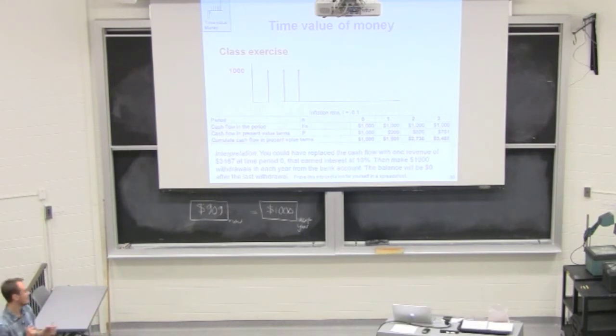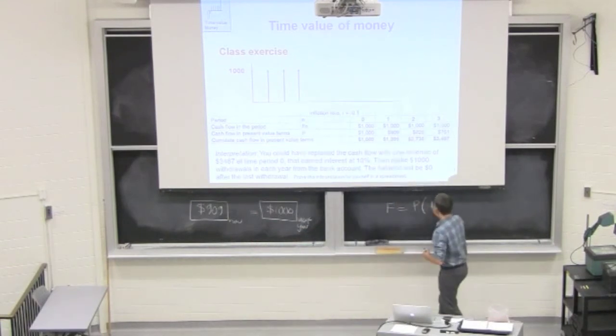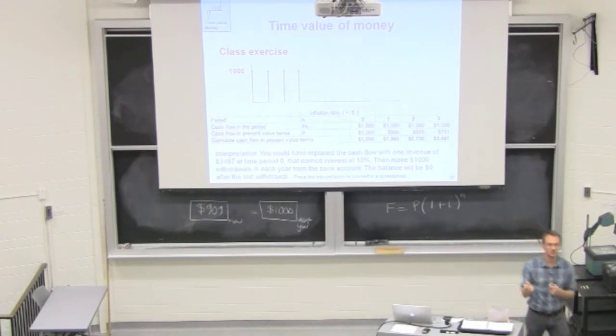Okay? And so we have a convenient formula that links the past and the future for us, and you've seen it over and over, that F is equal to P times (1 plus i) raised to the power n. So that's our connection between present and future, present value and future value.